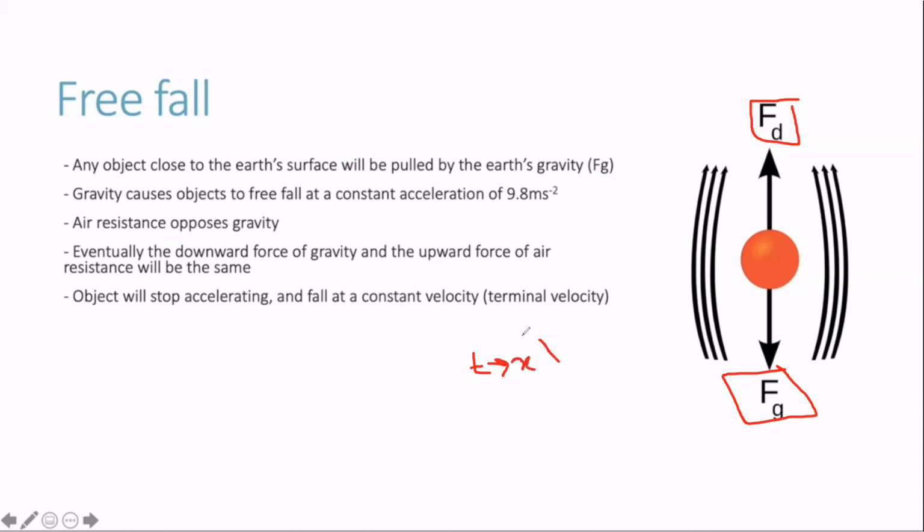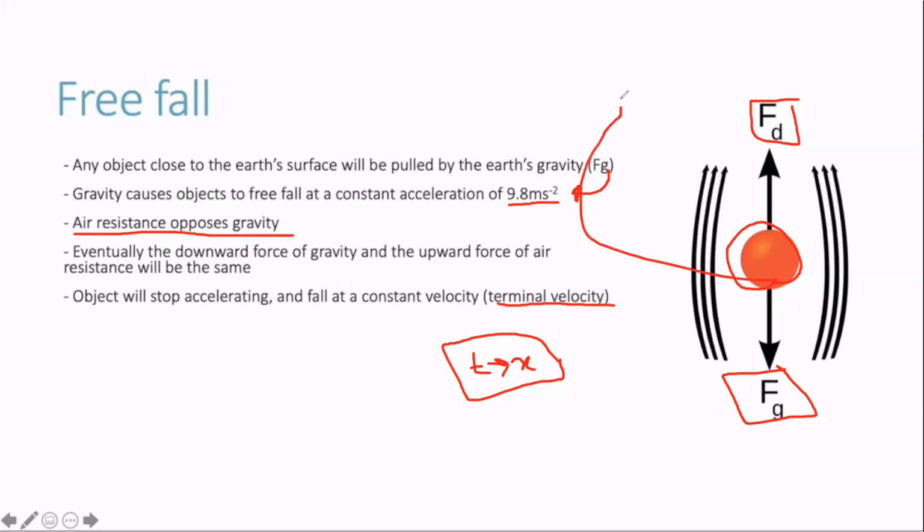Now this terminal velocity, friends, is when the speed becomes constant. At first the speed is 9.8 meters per second due to the force of gravity, but then it changes. Why does it change? Because air resistance opposes gravity, and eventually the downward force of gravity and the upward force of air resistance equal out, and then we have the terminal velocity, that is a constant speed.